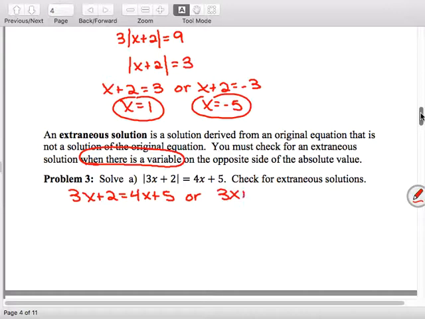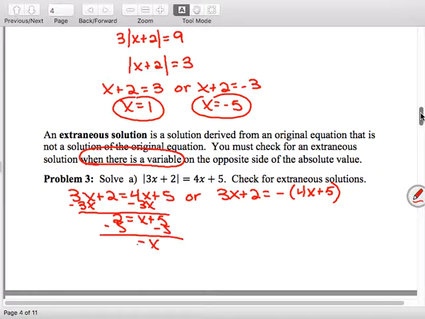or, do you remember how we said like 3 or -3? We were taking the opposite. Okay, we were taking the opposite sign. So if I subtract 3x, I get 2 equals x plus 5. Subtracting 5, I get x is -3.